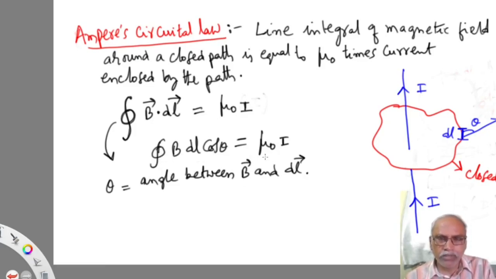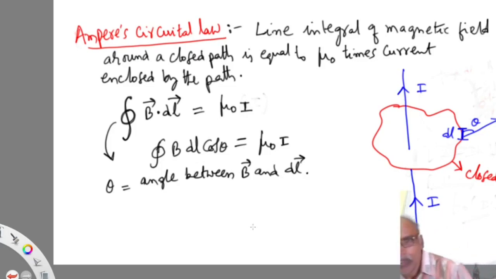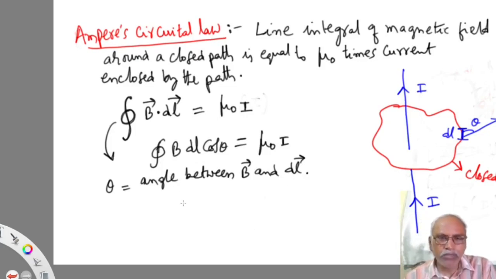Integration of B dL cos theta is equal to mu naught I. Integration means you have to take a summation of B dL cos theta around the path, where theta is the angle between B and dL. What is I here? I is the current enclosed by the path.